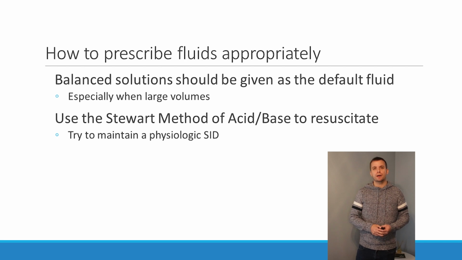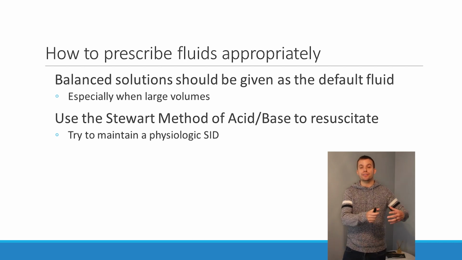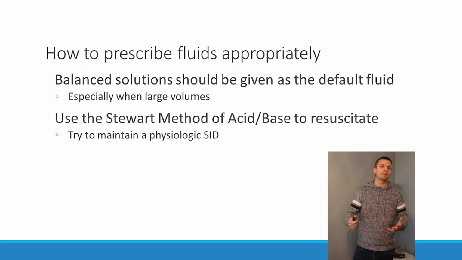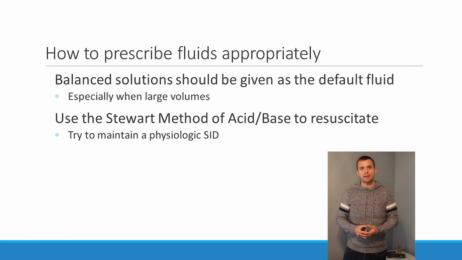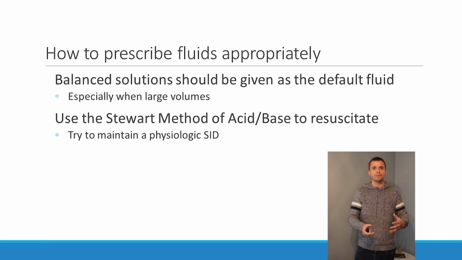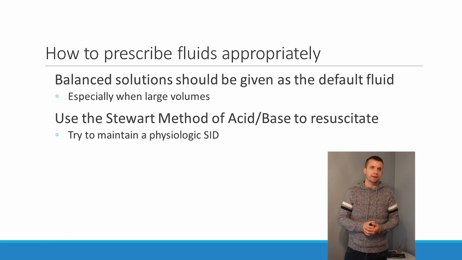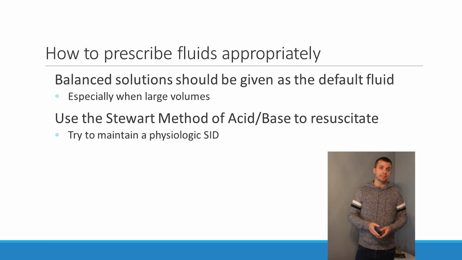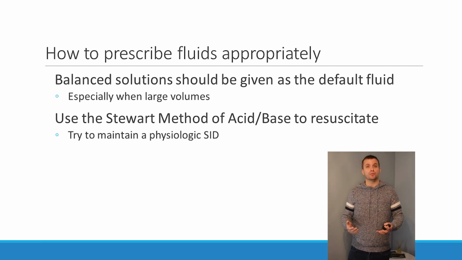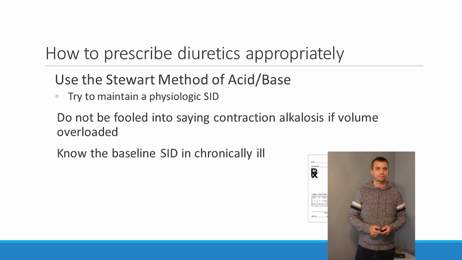Use the Stewart method whenever you're trying to resuscitate. You want to maintain a physiological SID. You don't want to say, oh, I fixed their anion gap metabolic acidosis, but now I've given them a non-anion gap metabolic acidosis. And it happens all the time. You say, well, I fixed this problem, but then you gave them a new problem, and you say, well, it's not as big of a deal. A non-anion gap metabolic acidosis with a bicarb of 16 isn't as big of a deal as an anion gap metabolic acidosis with a bicarb of 16. And I would argue that it still is not good for the patient and can worsen outcomes.